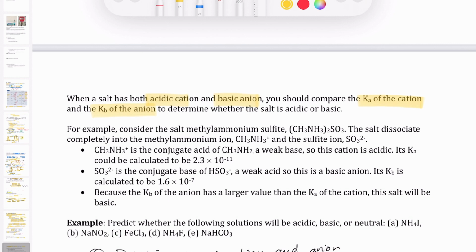So for example, let's take a look at this salt. It's called methyl ammonium sulfite. It has the formula (CH3NH3)2SO3. The salt dissociates into two products, methyl ammonium ion, which is CH3NH3 plus, and sulfite, which is SO3 2 minus. And again, that cation is the conjugate acid of this weak base, methyl amine.